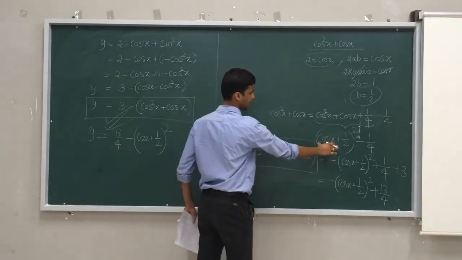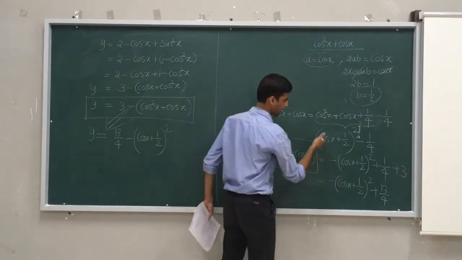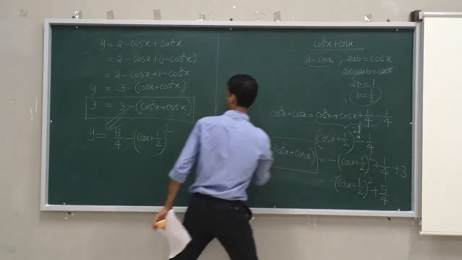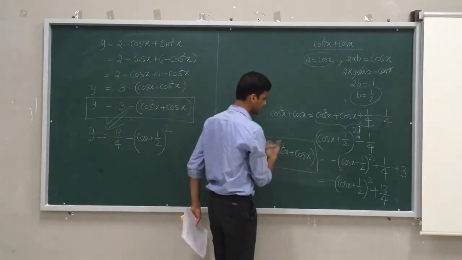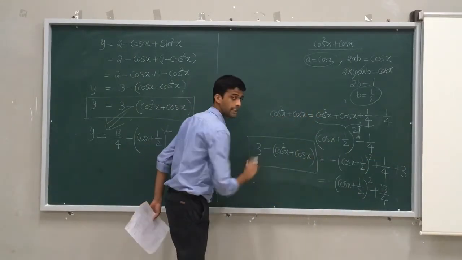Initially it was there, but in the question we have minus. I took minus, so it becomes minus, and minus minus becomes plus. Then I have a term 3. I have added 3 to both sides, I got plus 3 here, and finally my expression becomes in this way.